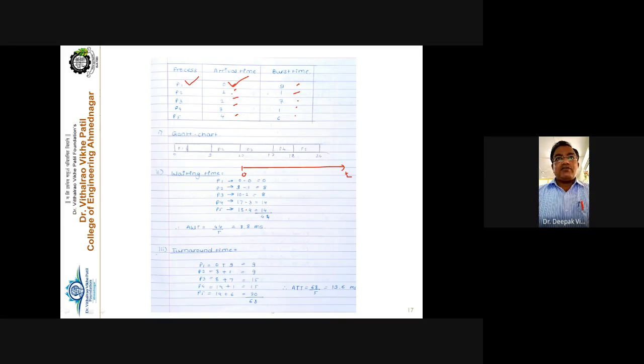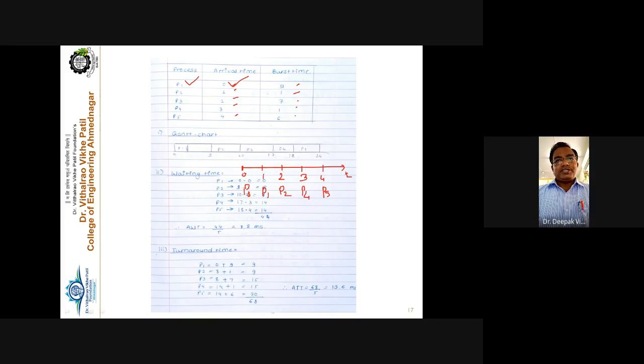P2 arrives at 1 millisecond. Then P3 arrives at 2 milliseconds, P4 arrives at 3 milliseconds, and P5 arrives at 4 milliseconds. So here I can say this is your P5 process, this is your P4 process, then your P3, P2, and this is your P1 process that arrived in the system. This is the general way the processes arrive in the system. All of you clear on this point?